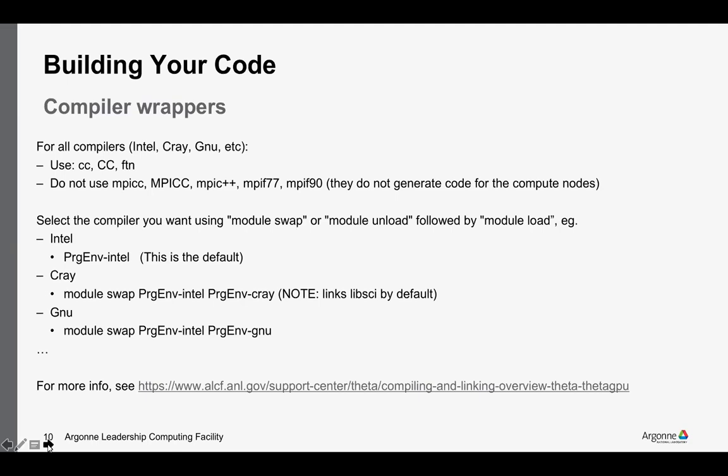Now, to switch between the compilers I mentioned, please use the module commands load and unload with arguments, examples of which are shown here. PrgEnv-intel is the default. You can also use Cray and GNU as described. Please see the link at the bottom for more details on that.